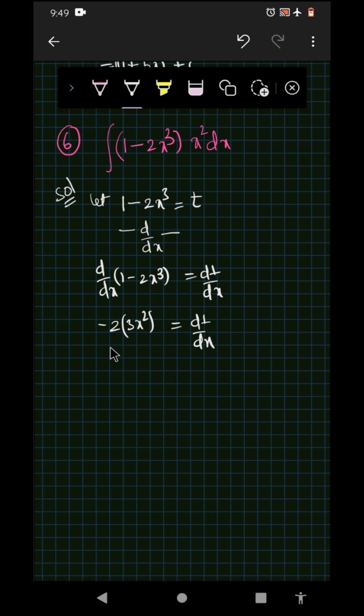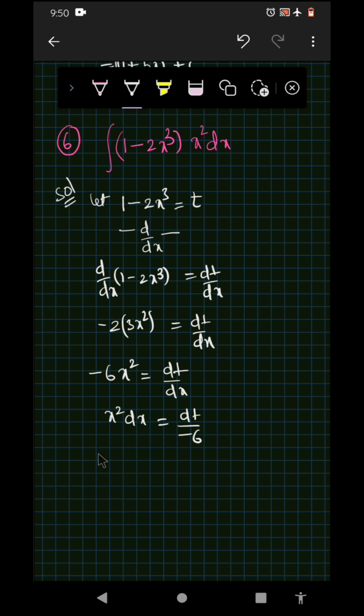So we take that here, minus 2 into 3 minus 6x square is equal to dt by dx. So now take the dx this side and minus x other side. We get that here, x square dx is equal to dt by minus 6. So now we got the value of x square dx and t here. Substitute both in the problem.